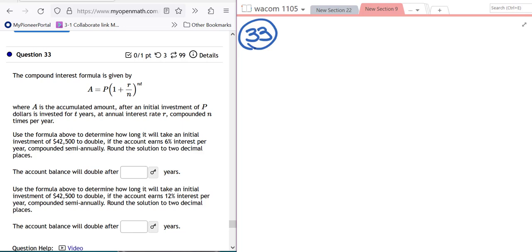The piece we don't know yet is the account balance or the accumulated amount. And it says it will double after how many years? So we're looking for T. So this part is important to us. It will double after so many years. So I'm going to write our formula.